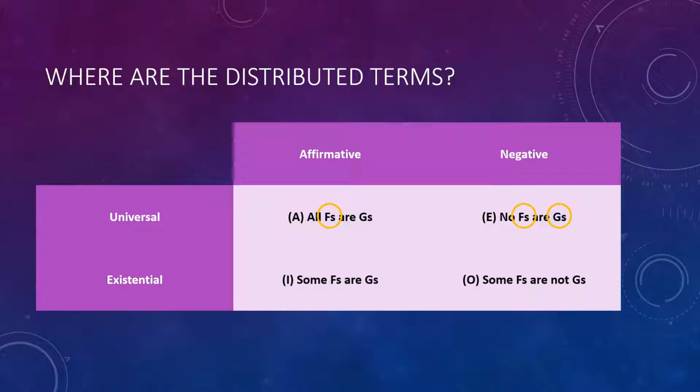Let's move over to the negative existential in the lower right. Some F's are not G's. Suppose I say some cars are not red. Once again, I haven't said anything about every car. I've only said something about some of them, that they're not red. What about the predicate term? Some cars are not red things. Have I said something about every red thing? It may appear that I haven't, but in a kind of a tricky way, I have.